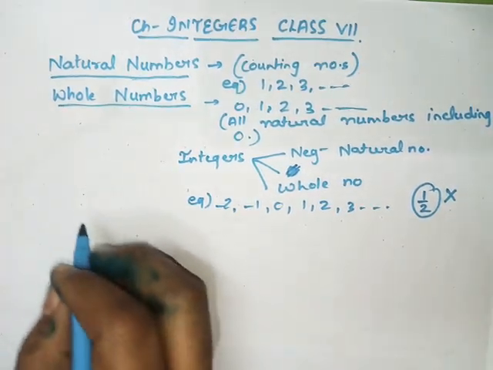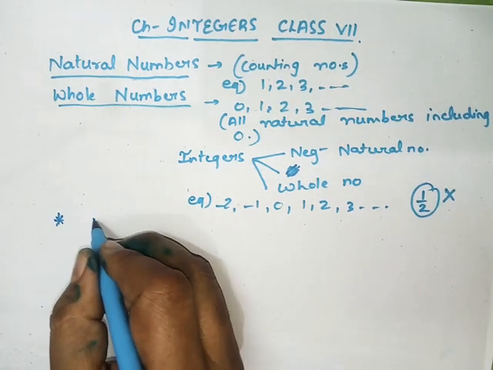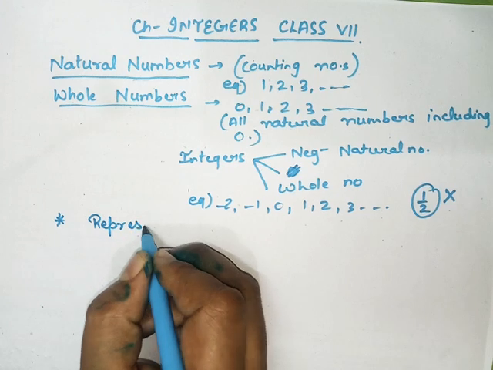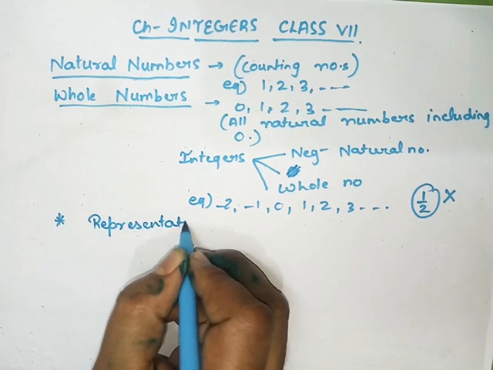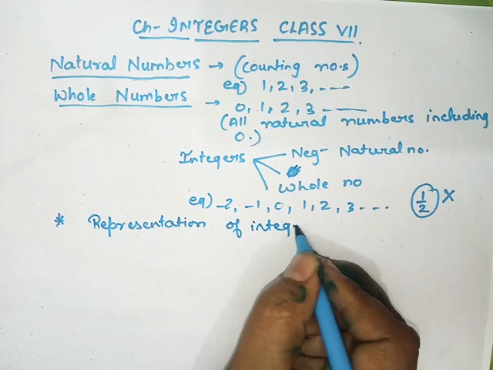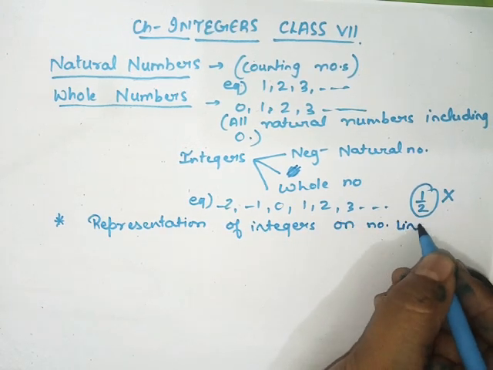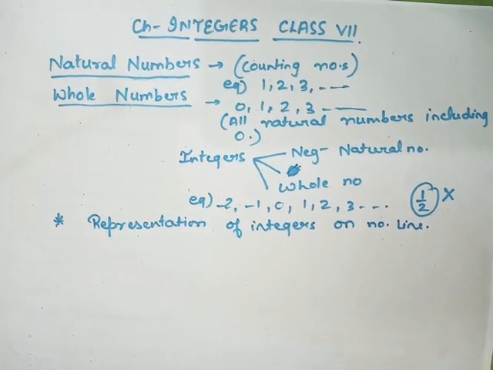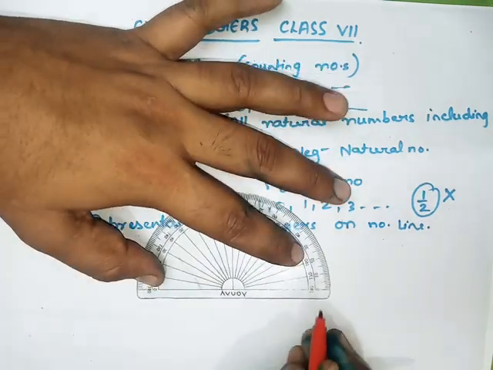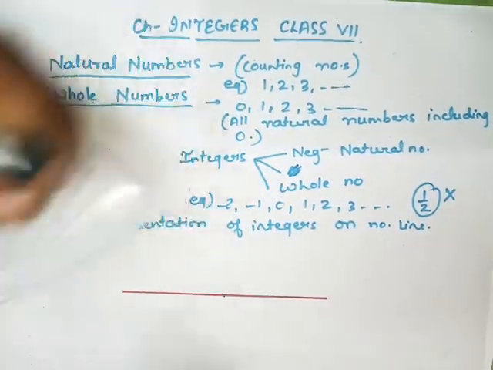Now I will tell you the representation of integers on a number line. How to represent integers on a number line? Here I will draw a number line, and I will tell you how we can represent integers on it. So I have taken this number line.